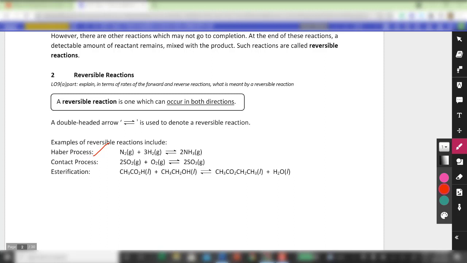And then of course, the contact process. The contact process is also important because it's used to make sulfur trioxide. Of course, sulfur trioxide is an important ingredient in the making of sulfuric acid. And of course, the production of esters is actually in equilibrium as well.